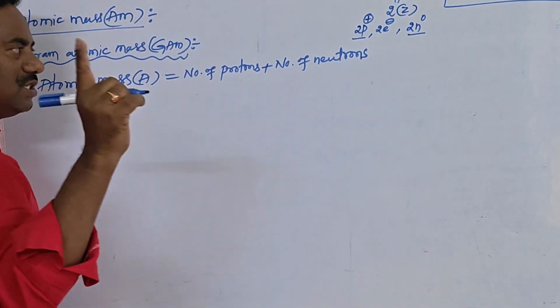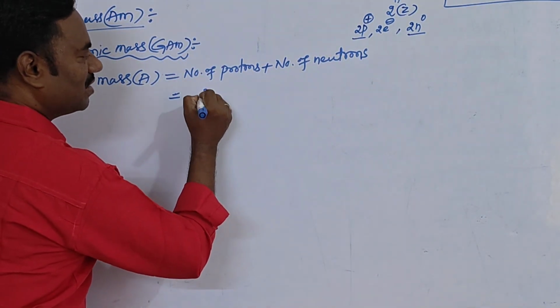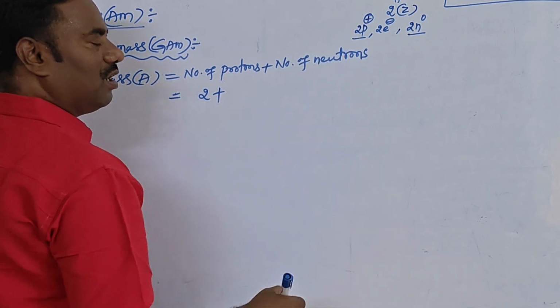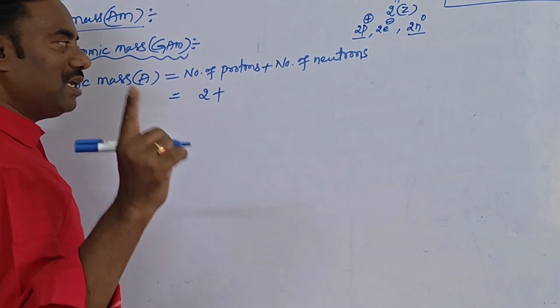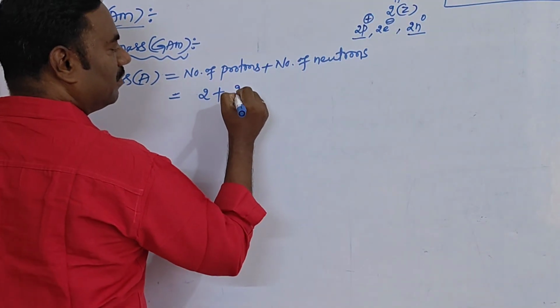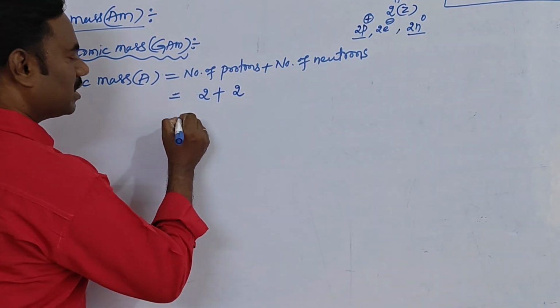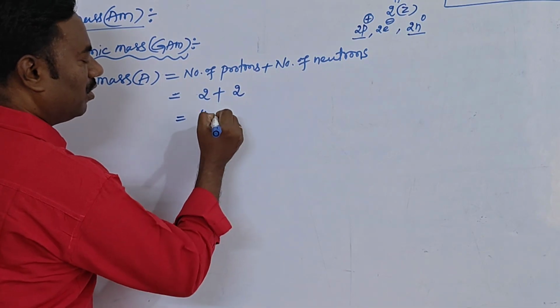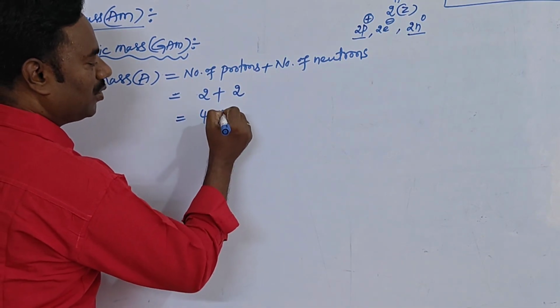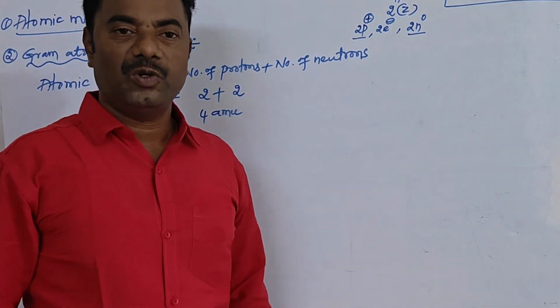Each proton mass is 1 unit. Here 2 protons are there, so protons mass is 2. Each neutron mass also 1 unit. Here 2 neutrons are there in helium, total mass of neutrons 2. Now the sum is equals to 4. Beside that 4 you need to write AMU, atomic mass unit.